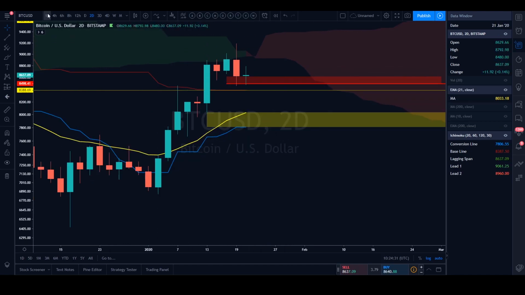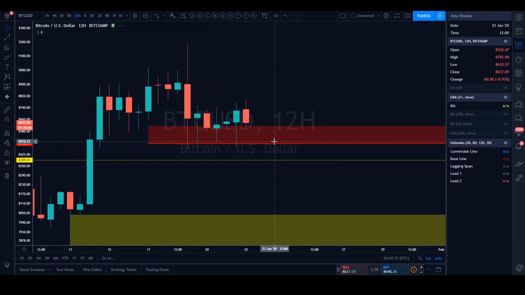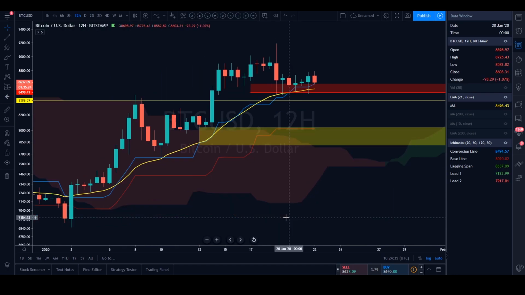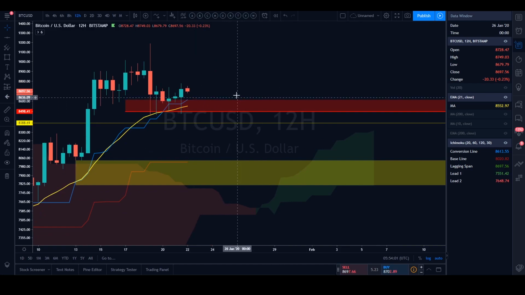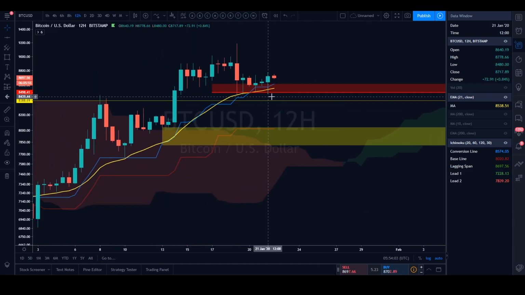All right, let's just get on over to the 12-hour. I just want to wrap this up quickly, so I'm just going to tell you all the levels of confluence. If you notice on the 12-hour, guys, we have the Tenkan as well as the 21 EMA just sitting there at that zone, the 8,600 to 8,500 zone. So that is also, guys, support. That is added confluence in that area.